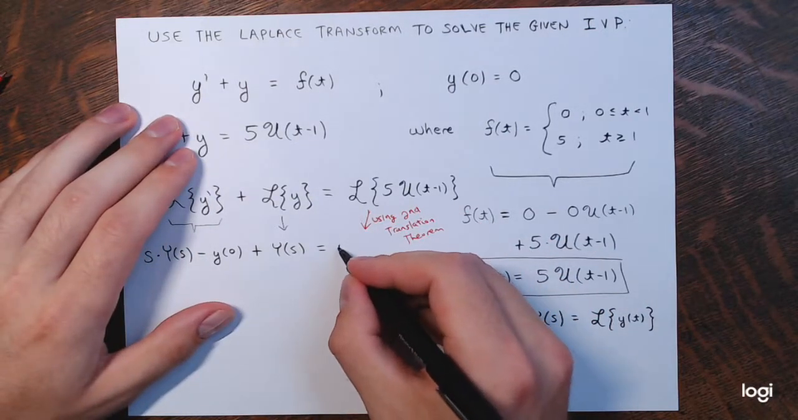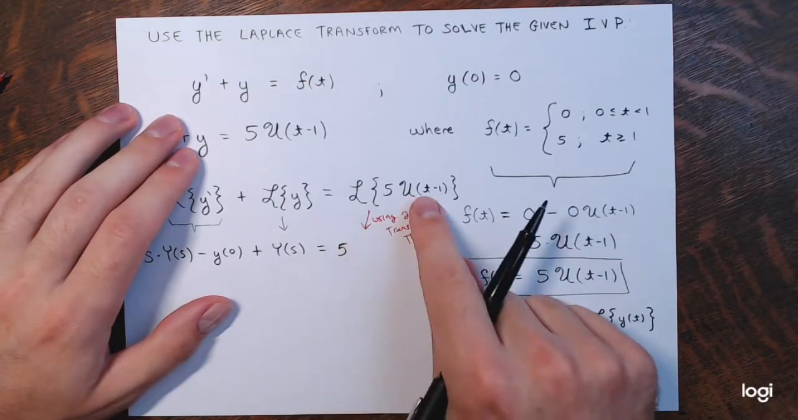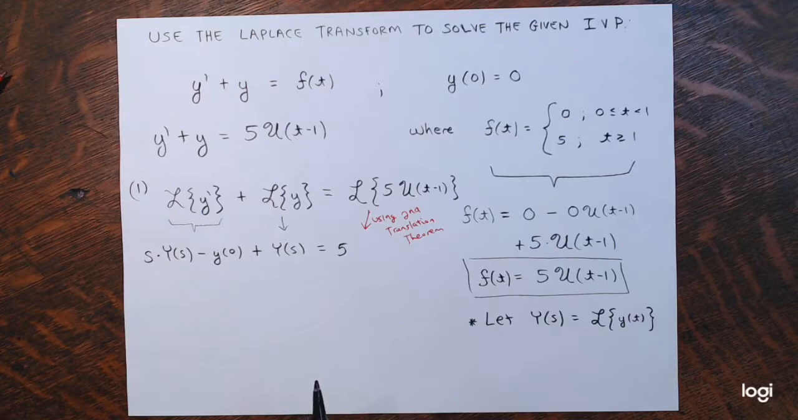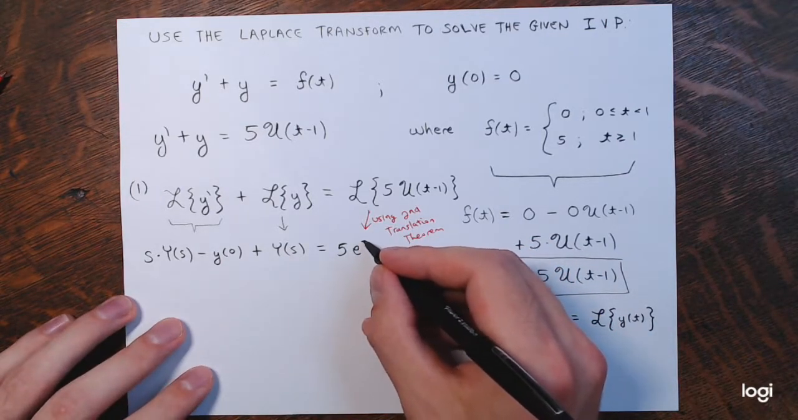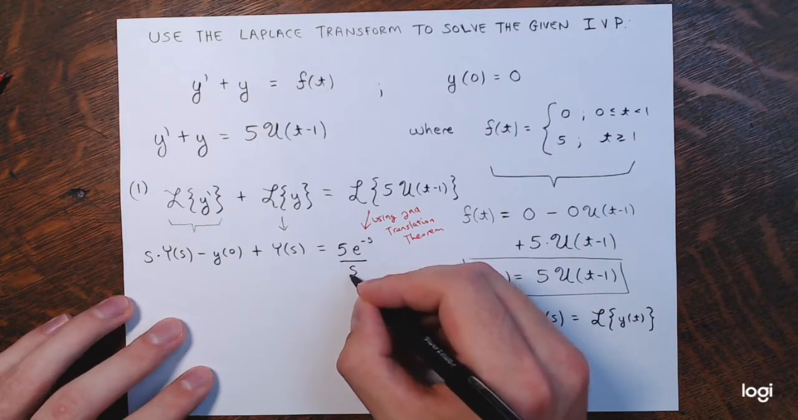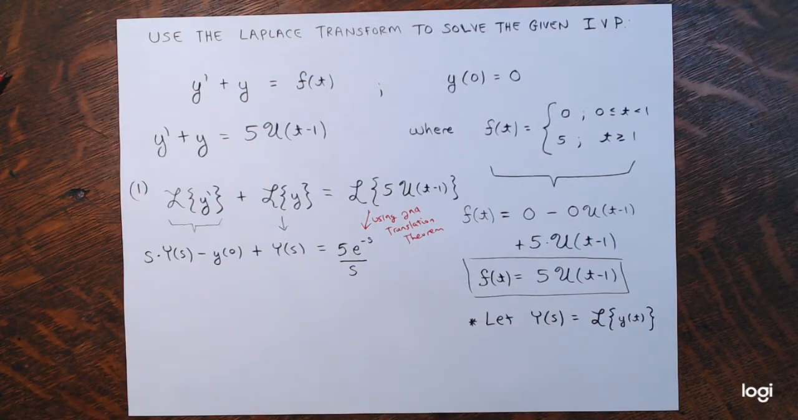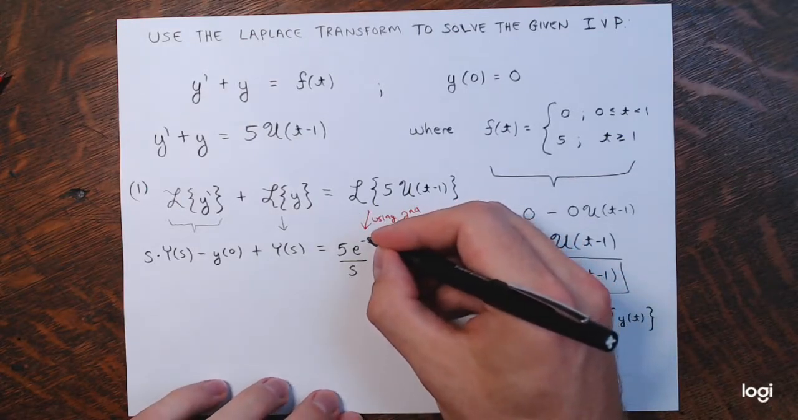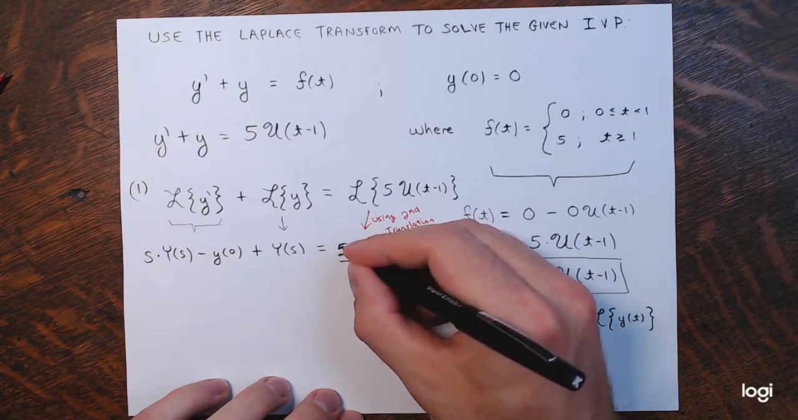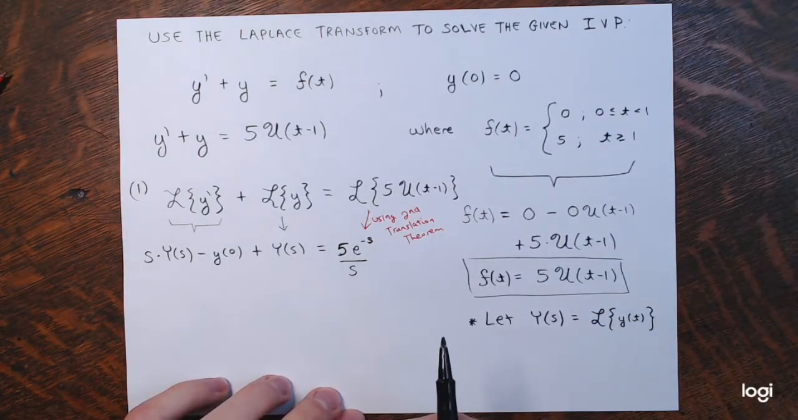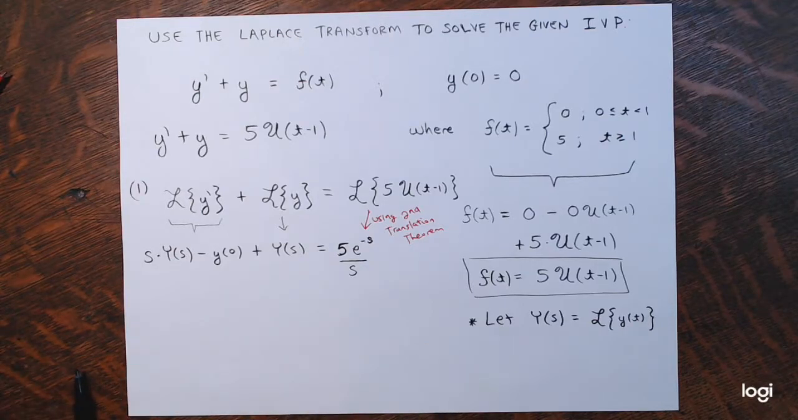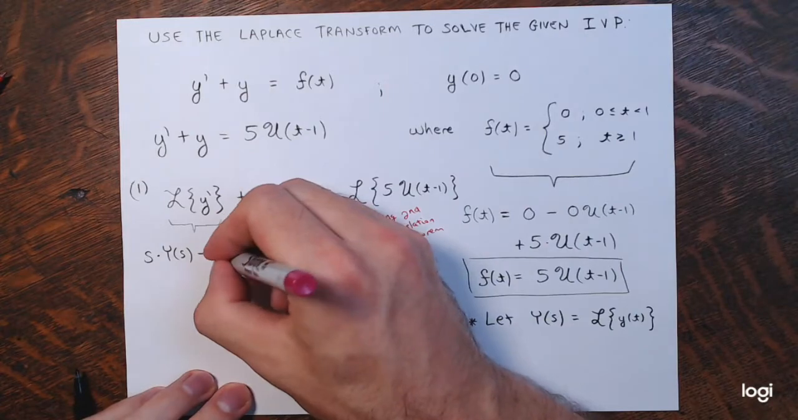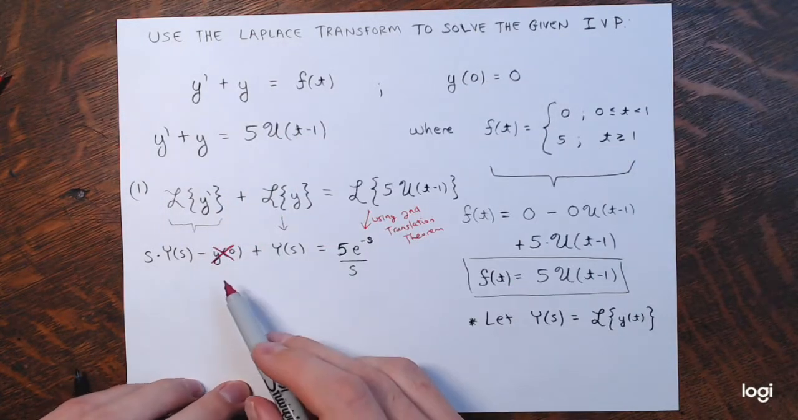So first off, I'm going to pull 5 out of that. And then we have the Laplace transform of the unit step function at t minus 1. I'll tell you right now, this will be e to the negative 1s over s. Sorry that my s's look like my 5's. This is a 5 here, times e to the negative s over s. And then knowing that the initial condition, y of 0 equals 0, this term's gone, that's 0.